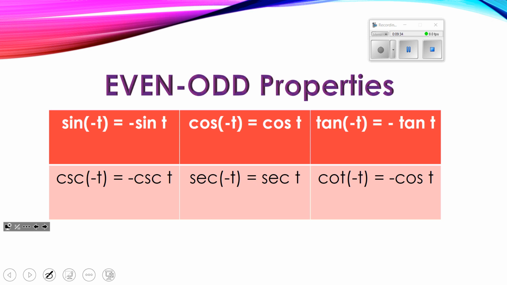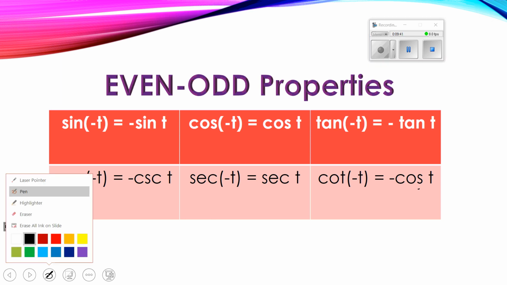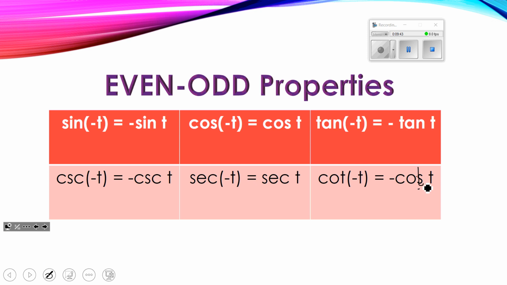Today is a lot of rules. All right, just a slight note. I feel like I have a typo on this. I feel like this last one should say cotangent of t.